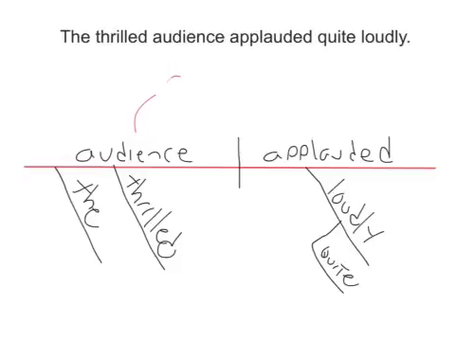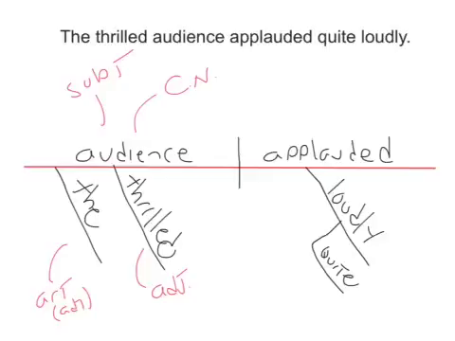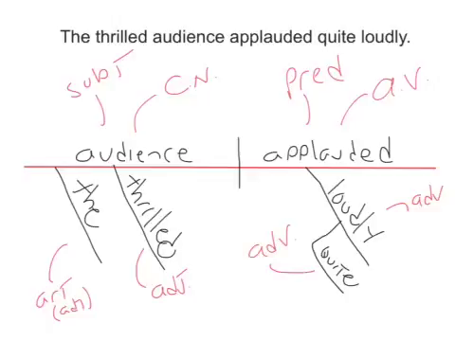Audience is our common noun. It's our subject. What audience is it? That's an article or an adjective. The audience, what type of audience? It's a thrilled audience, so this is an adjective describing audience. It's also called a participle, which is a verb acting as an adjective. Applauded is an action verb. It's also part of our predicate. How did they applaud? Loudly. So that's an adverb describing a verb. And how loudly? Quite loudly. That's another adverb because adverbs describe other adverbs. That takes care of that one.